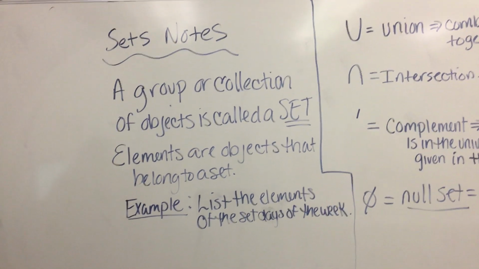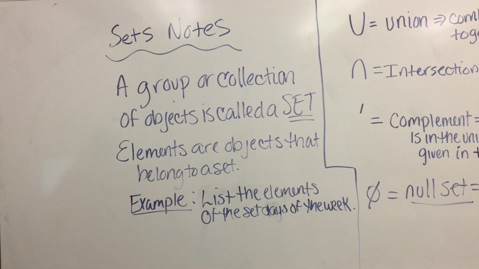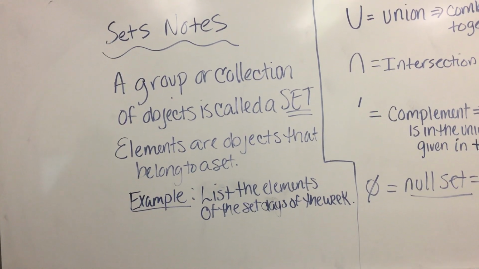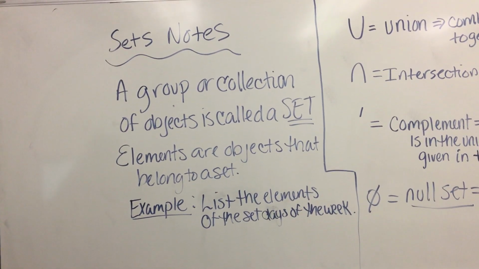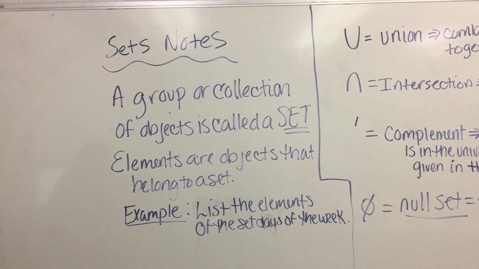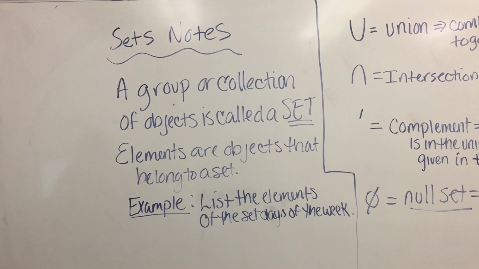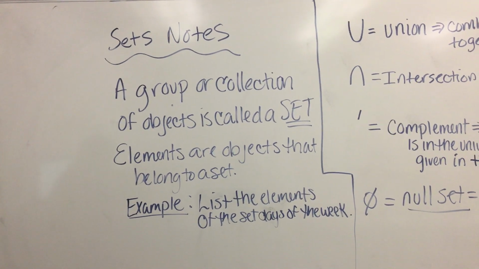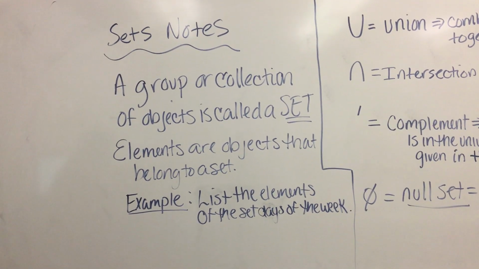So today we're going to do sets. A set is a group or collection of objects. It's pretty much called a set. A set is anything. It can be the set of the alphabet. It can be a set of numbers. But the elements are the objects that belong to a set.